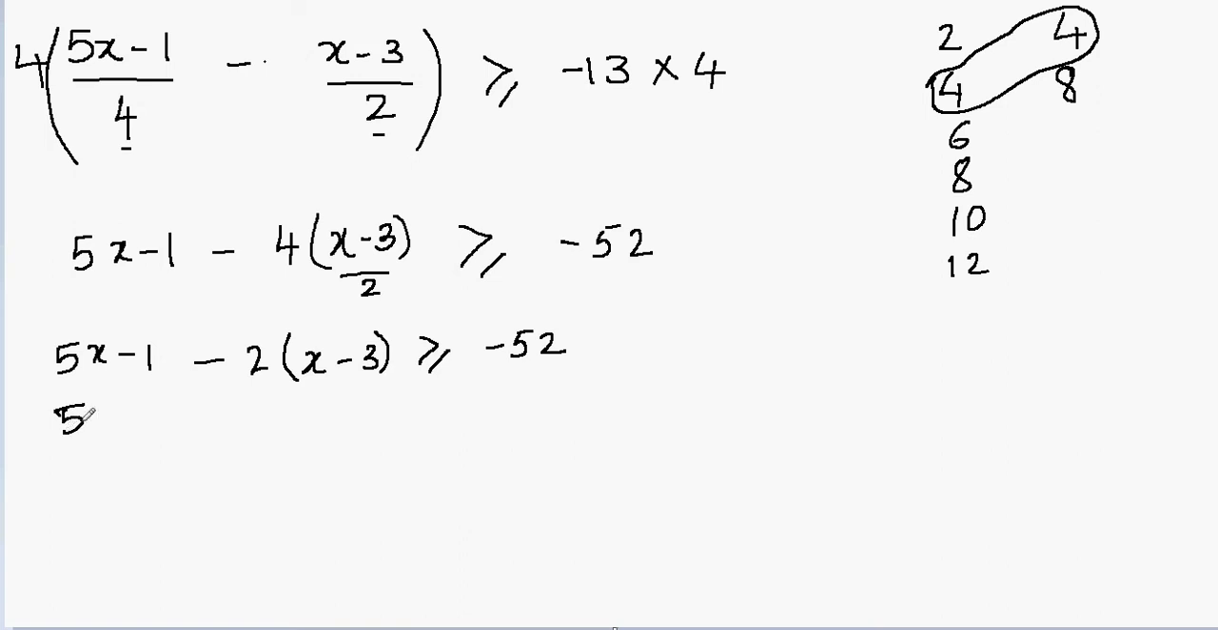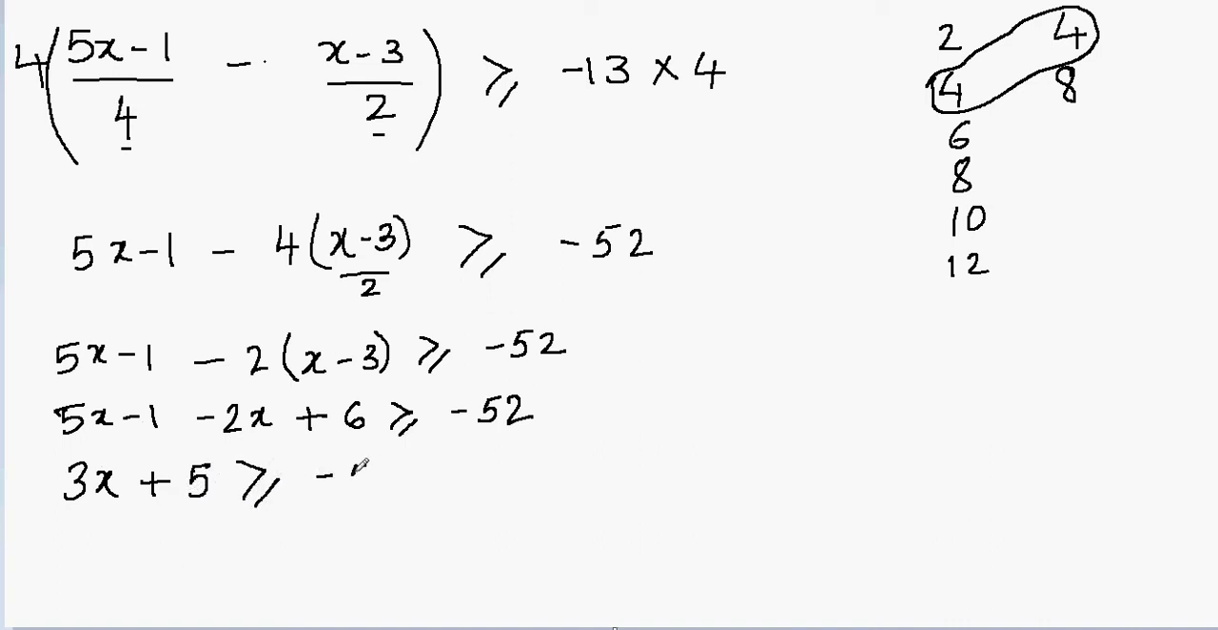Now 5x minus 1, let's bring that down, minus, now you have to distribute negative 2 inside the parentheses. So negative 2 times x will give me negative 2x, and negative 2 times negative 3 will give me positive 6. I have the greater than or equal to sign, and then negative 52 on the right hand side. Now since I have the numbers and the variables on the same side, I can just combine the like terms. 5x minus 2x will give me 3x. Negative 1 plus 6 will give me positive 5, then greater than or equal to negative 52.